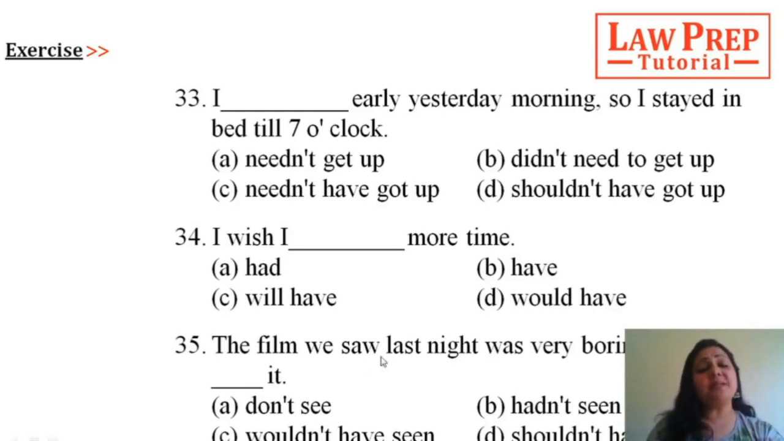See, already simple past is there. So I have a combination which is required. And so I'm using hadn't seen. I wish I hadn't seen it. There's a difference in the two.